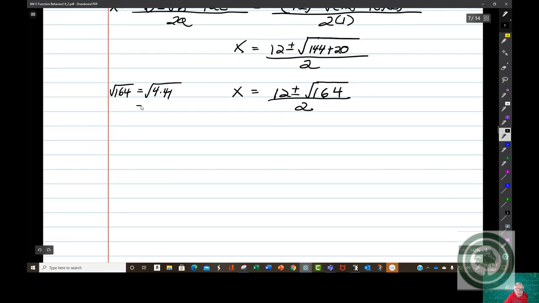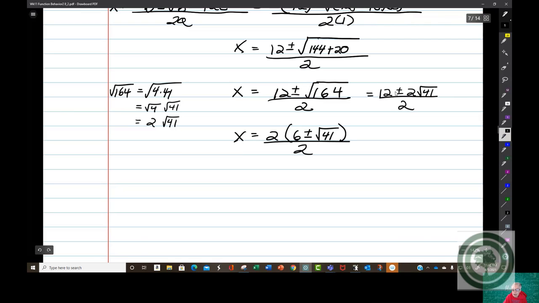So the square root of 164 is the square root of 4 times the square root of 41. So it's going to be 2 times the square root of 41. This is something you have to do. So we're going to have 12 plus or minus 2 times the square root of 41 over 2, and we're not done, because there is a common factor of 2 up here. X equals 2 times parentheses 6 plus or minus the square root of 41, over 2. Now remember, 12 is 2 times 6, and this is 2 times that.